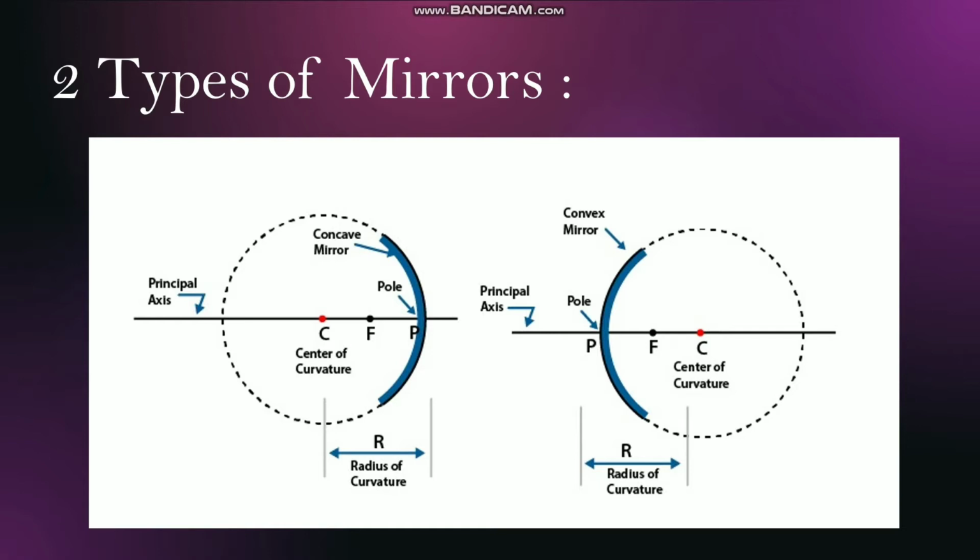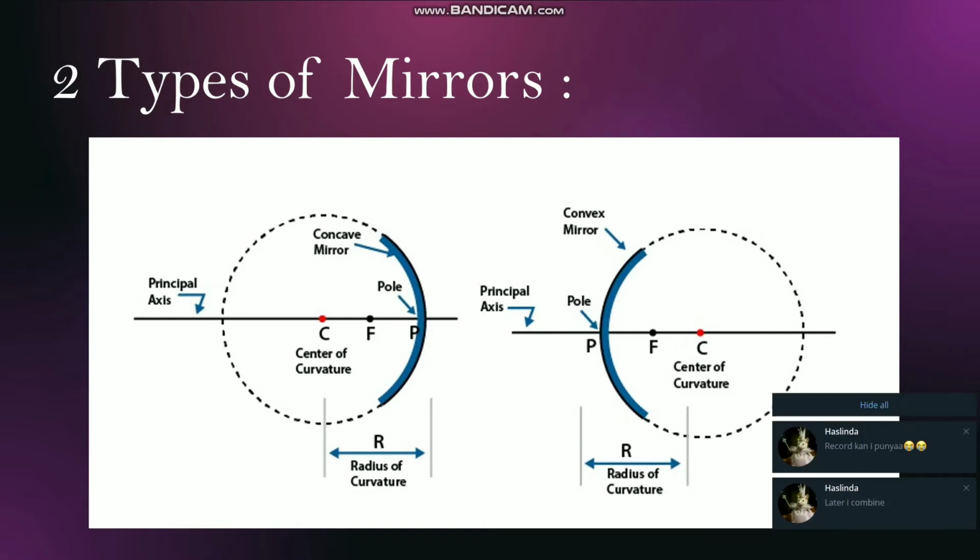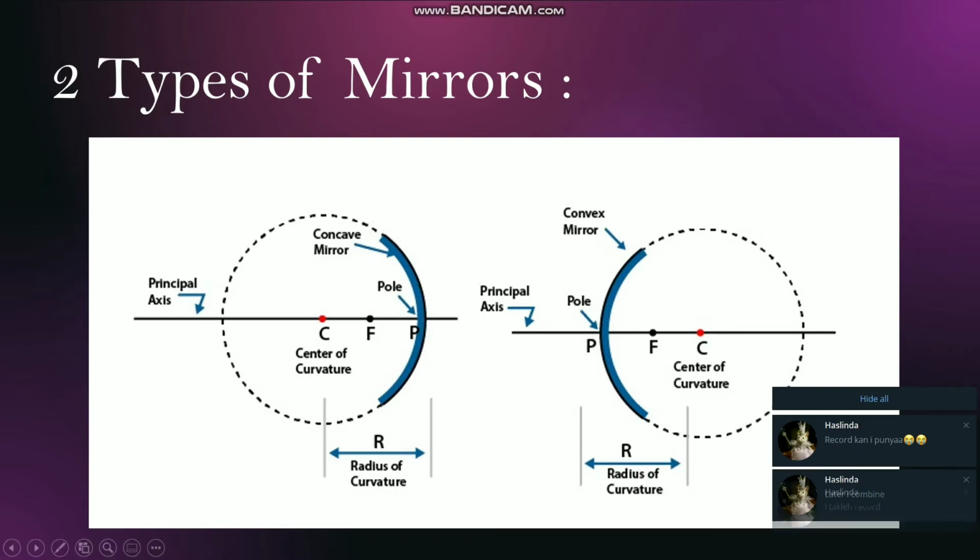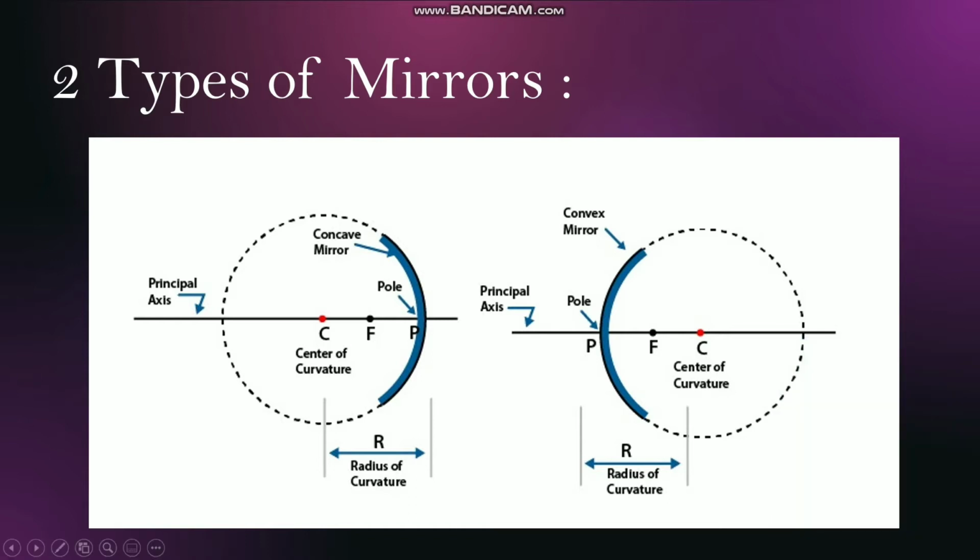So the first diagram is a concave mirror. The second one, the surface also reflects light, but we can see the shape is the reverse of the concave, and it is called a convex mirror. If the inner surface of the part that has been cut reflects light, the mirror is a concave mirror. If the outer surface of the part that has been cut reflects light, the mirror is a convex mirror.